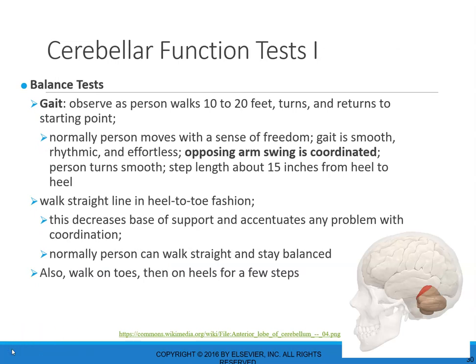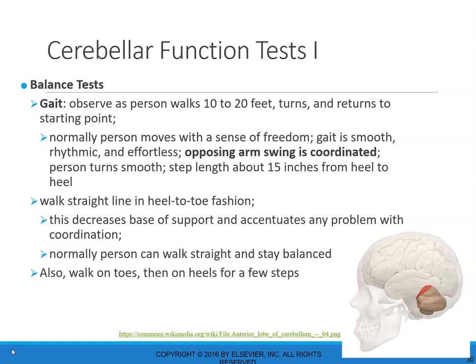For cerebellar function tests, we're going to talk about gait or balance tests. You want to watch your client walk 10 to 20 feet, turn, and come back to the starting point. Normally, you will see a person move with a sense of freedom. If you notice that they're stiff or they have staggering or a wide base of support, then that's an abnormal finding. If you notice that their arms are rigid and they don't have the normal swing of the arms, that's also an abnormal finding.